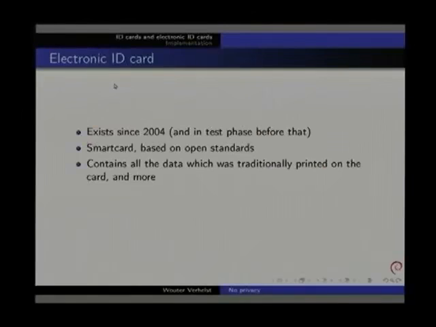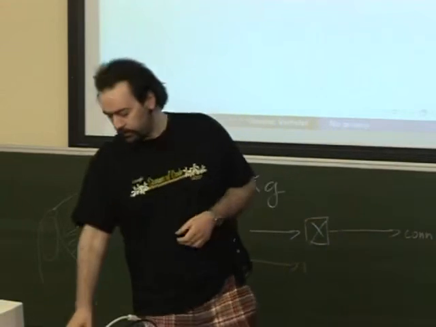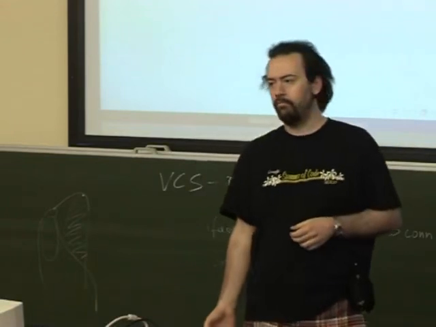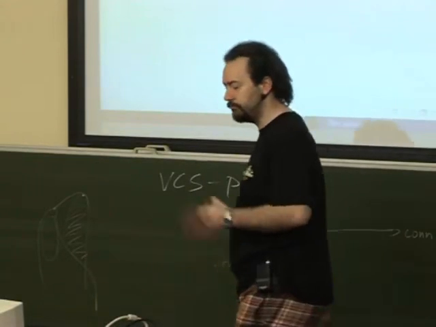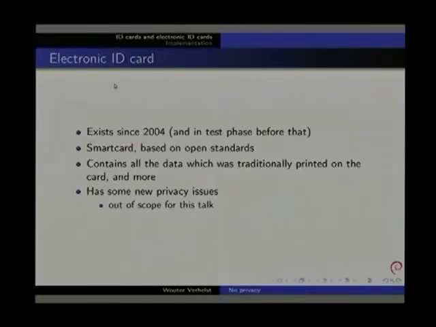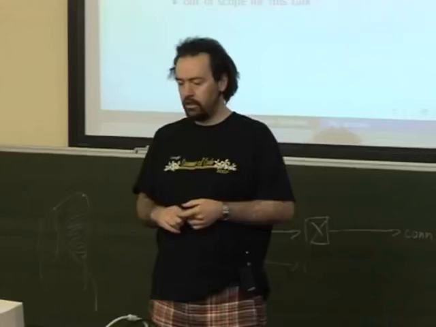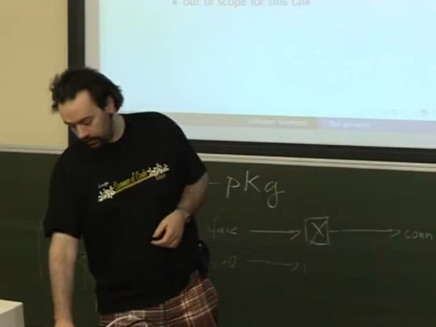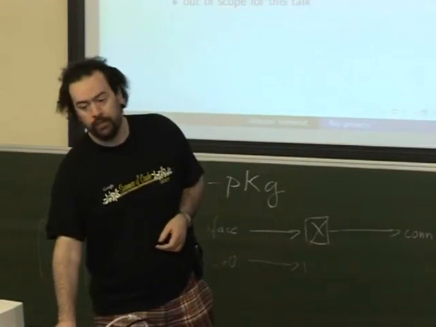It contains all the data which was traditionally printed on ID cards, and there's some more stuff on that, such as certificates and crypto stuff like that. But it has some new privacy issues of its own, and I'm personally not very happy with that. But okay, in any case, those privacy issues are not really what this talk is about. This is more about the technical things which are interesting, well, from a package point of view and for a user, how you can actually use these cards with Debian.